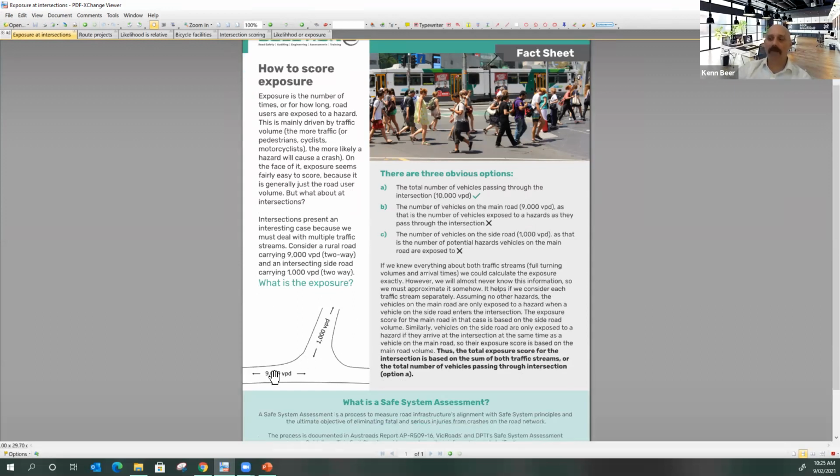One's talking about exposure at an intersection. So here's a little diagram. You've got 9,000 vehicles per day on the main, and you've got 1,000 vehicles a day on the side. Well, is the exposure to crashes 9,000 or 1,000 or 10,000? And the decision was made to try and get consistency across industry that it would actually be 10,000. So you have to have the addition of both of those. So that's one.